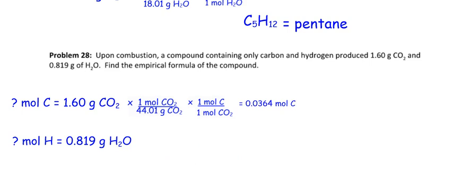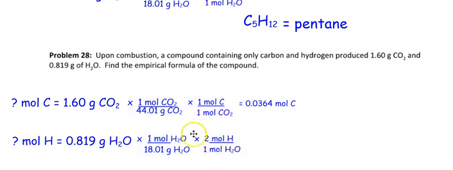Do the same thing with water. So I don't want water, I want hydrogen. So I've got to get rid of the grams of water, put moles of water on top. And this is the important step. Don't forget this. For every 1 mole of water, how many moles of hydrogen? Look at the formula. For every 1 mole of water, you get 2 moles of hydrogen.